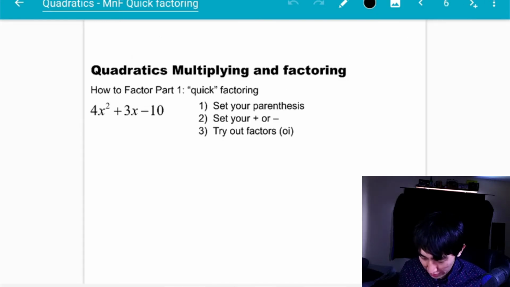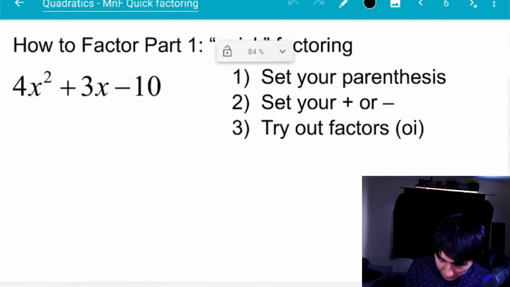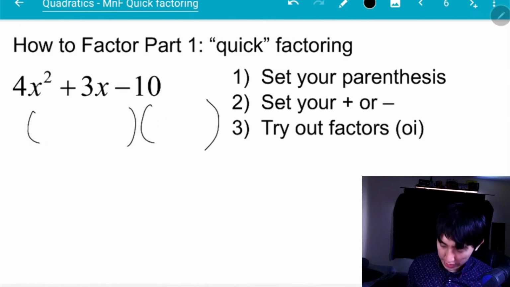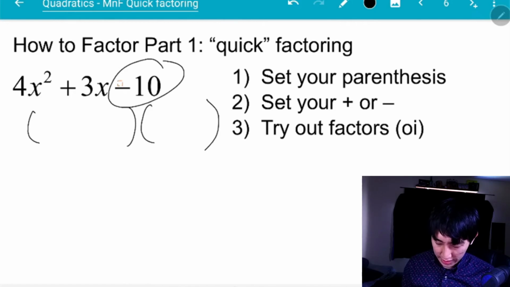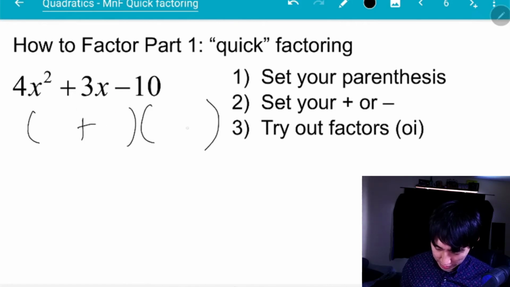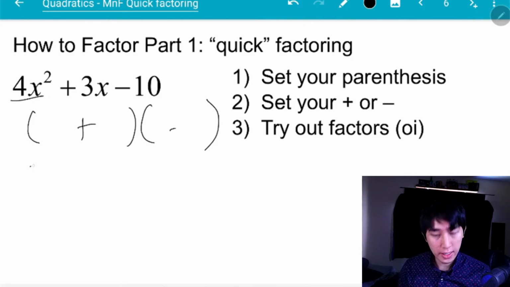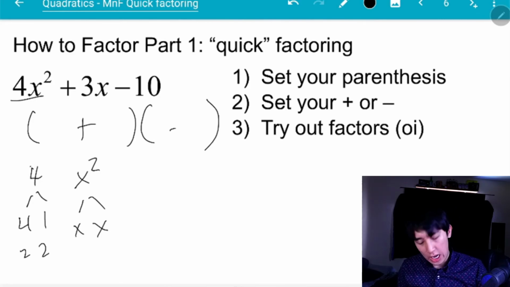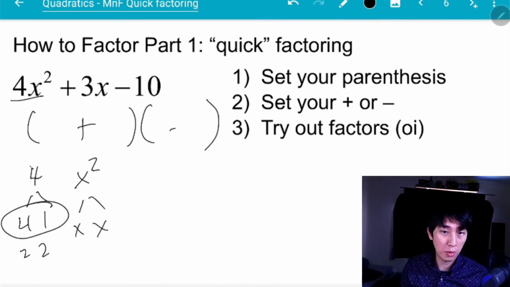I'm not going to go over the variant, sorry. So number one, we set our parentheses. Then we set positive or negative. Now again, this is negative 10, so that means this is plus, this is minus. And then we're going to break up 4x squared. Now 4x squared has a 4 and an x squared. So what are the factors of 4? 4, 1, or 2, 2. What are the factors of x squared? That's x. Now, unfortunately, there's no way to know which one you're going to use, so you're going to have to just take a pick. So I'm just going to pick this one because I wrote it down first.